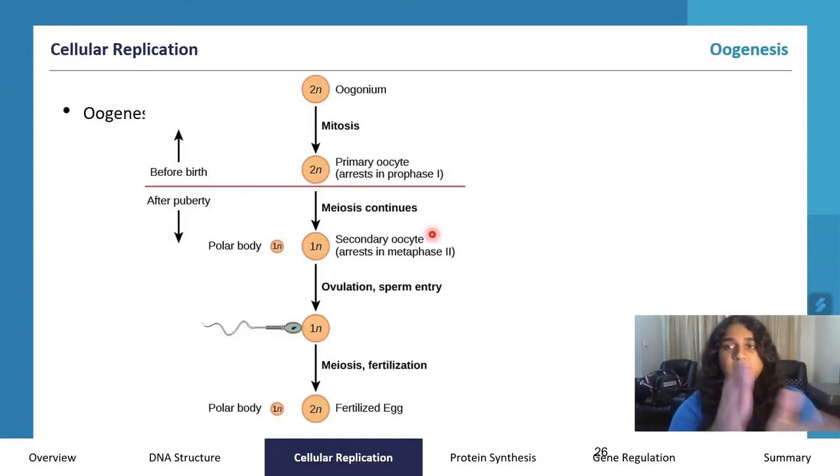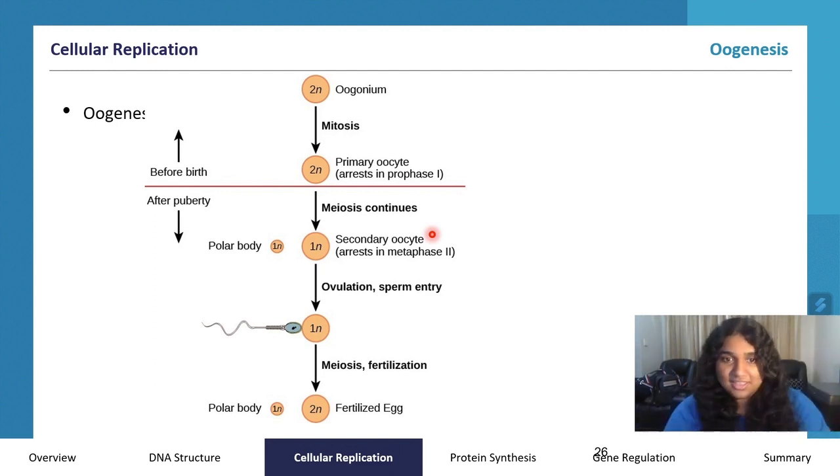Actually, let me go back to this. With oogenesis, instead of forming four viable gametes or four viable egg cells, you end up with one viable egg cell that has taken most of the mass of all of the others, and three polar bodies which eventually have to be discarded.